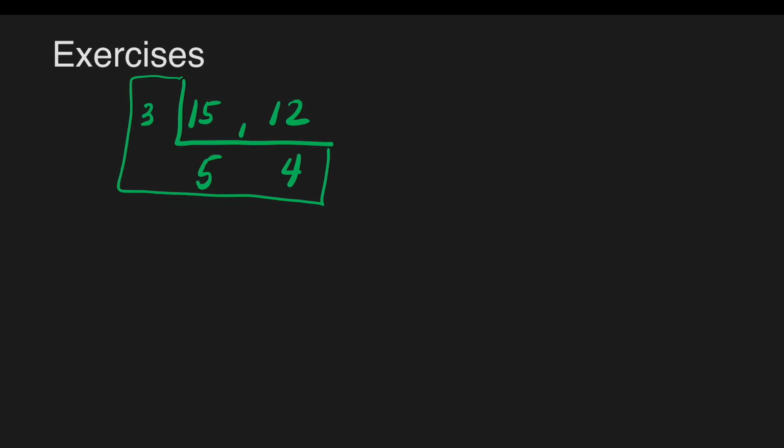The first one is 15 and 12. Let's find the LCM of 15 and 12 using continuous division. What number can we divide both 15 and 12? That's 3. 15 divided by 3 is 5. 12 divided by 3 is 4. Do we still have a number that can divide both 5 and 4? If there's none, then our answer will be inside this box. We just put a multiplication sign between these numbers. Then we're good to go.